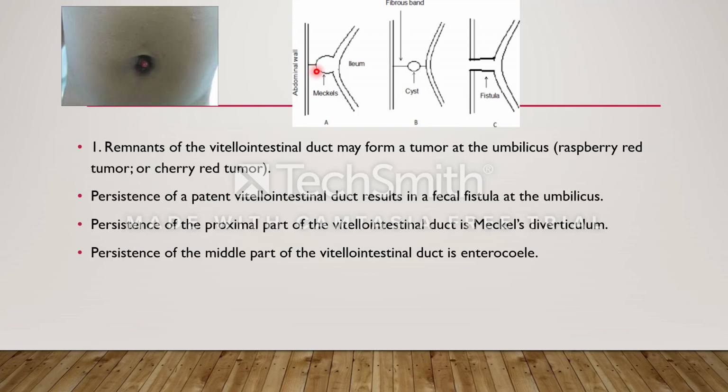This vitello-intestinal duct can be patent and can result in a fecal fistula, because it is connecting the digestive system, so the feces can come out through the umbilicus. This is named a fecal fistula.